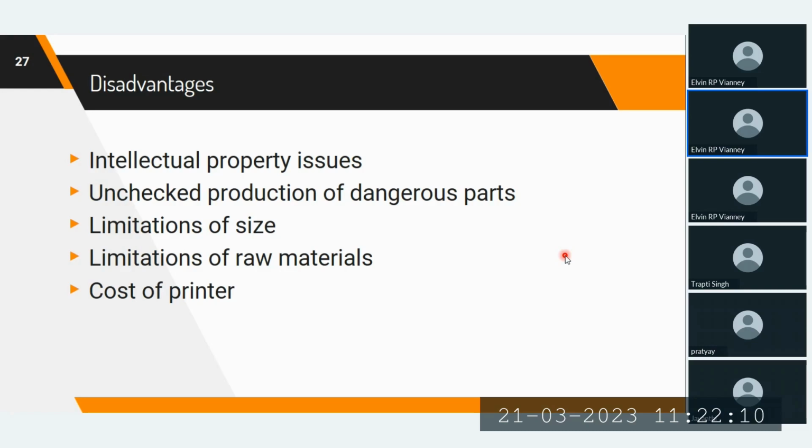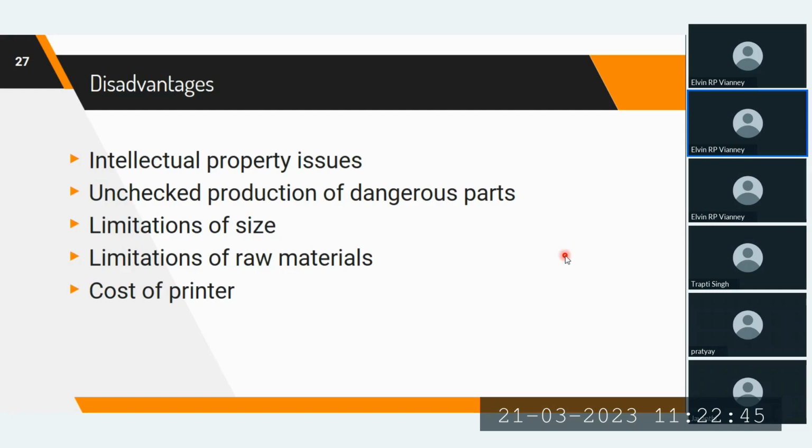Limitations of raw material. If the customer requires a new material, then there is no possibility of having a new material in our 3D printer. Why? Because we need to check our extrusion heat, UV light intensity, and laser sintering capacity. So all these things we need to keep in mind, and then only can we create the raw material.